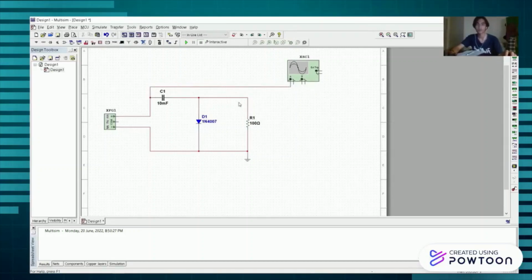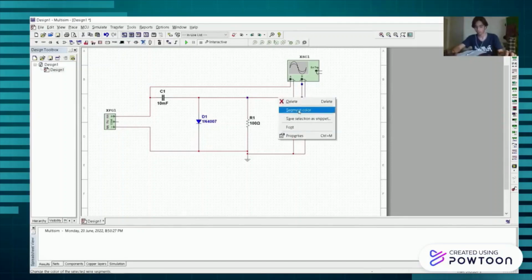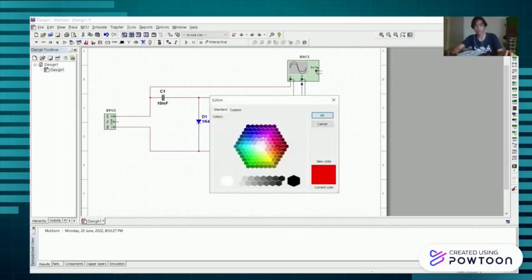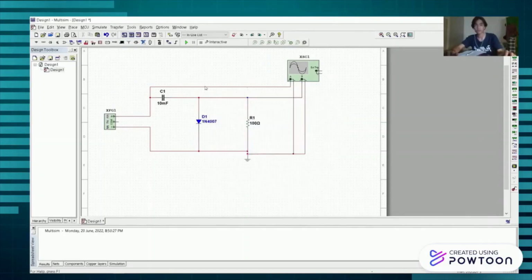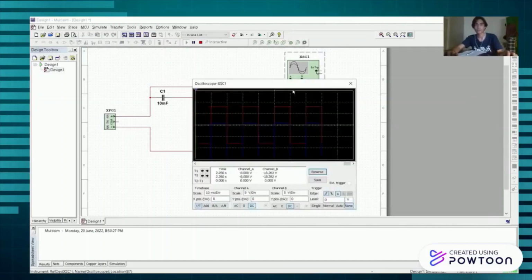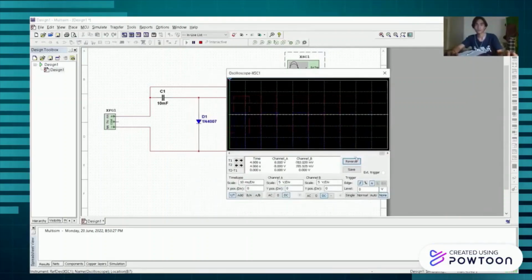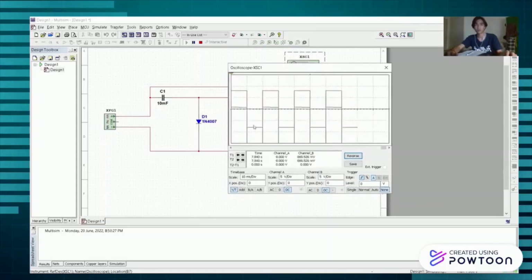Change the segment color for positive channel B for waveform differences. Run the simulation. Click the oscilloscope to show both waveforms. Set the scale for both channel A and B to 10 volt per division. The blue waveform is the output and the red waveform is the input. You can see the small rise of the output waveform, which is 0.7 volt during positive half cycle as discussed in theory.